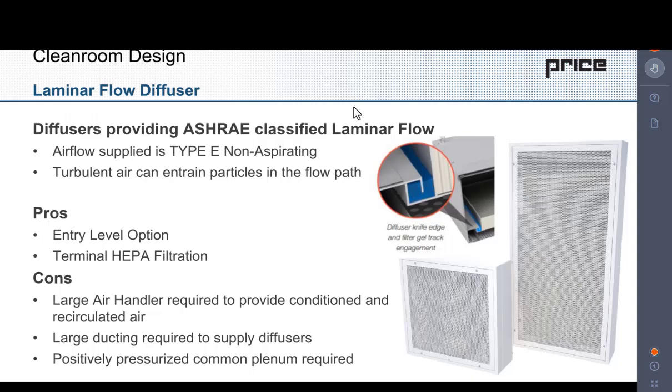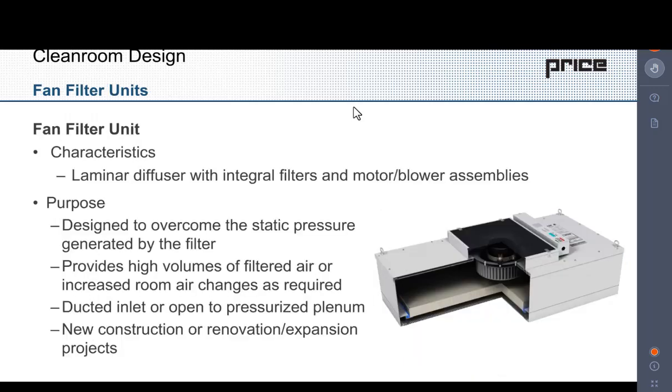You're also going to need large ducting diameters or duct cross sections because, again, we're forcing lots of air at high pressurization. And if we're doing a larger clean room with hundreds of diffusers, we would not be able to take advantage of a negatively pressurized common plenum, or negatively pressurized interstitial space, which we'll touch on in more detail in a few slides. Now, this is where something like a fan filter unit comes into play.